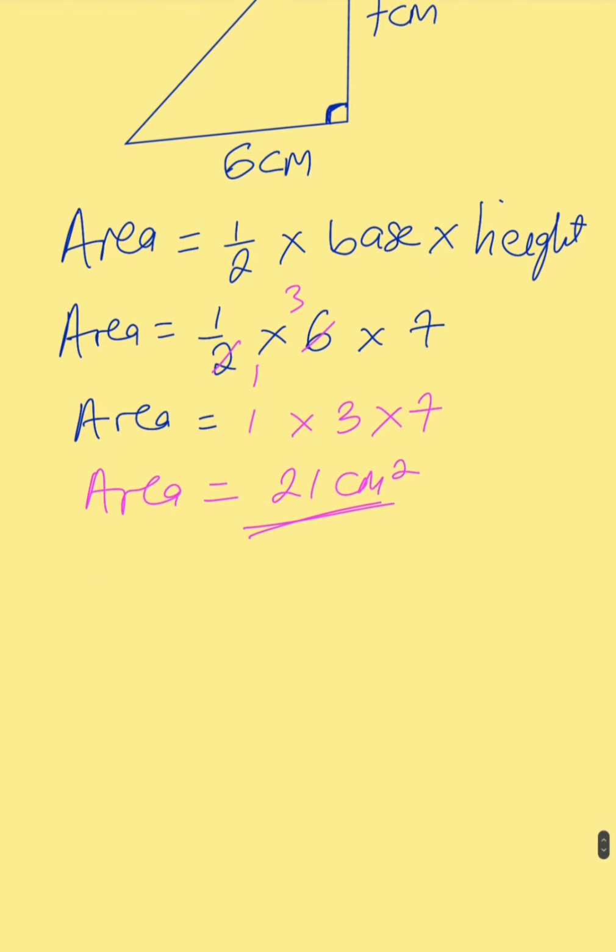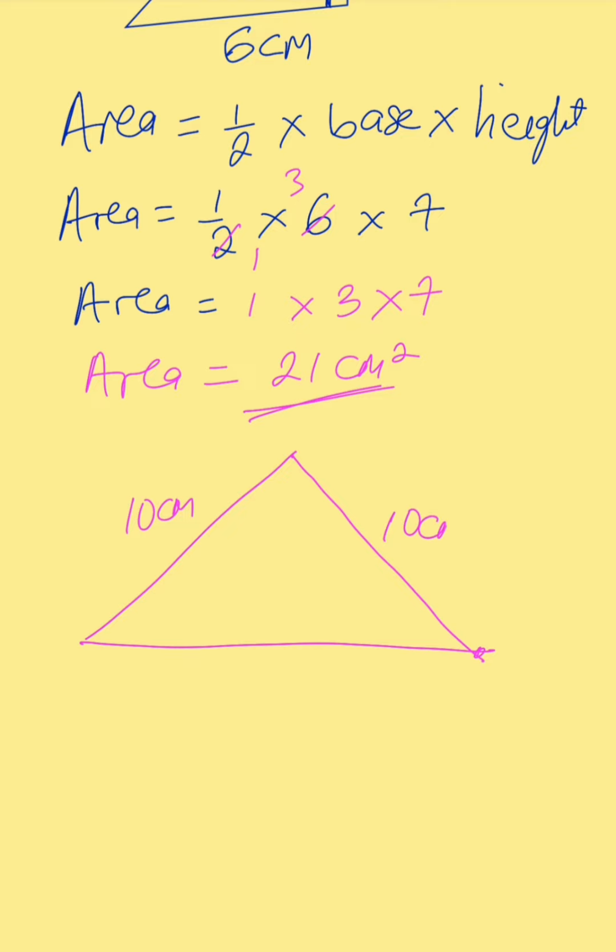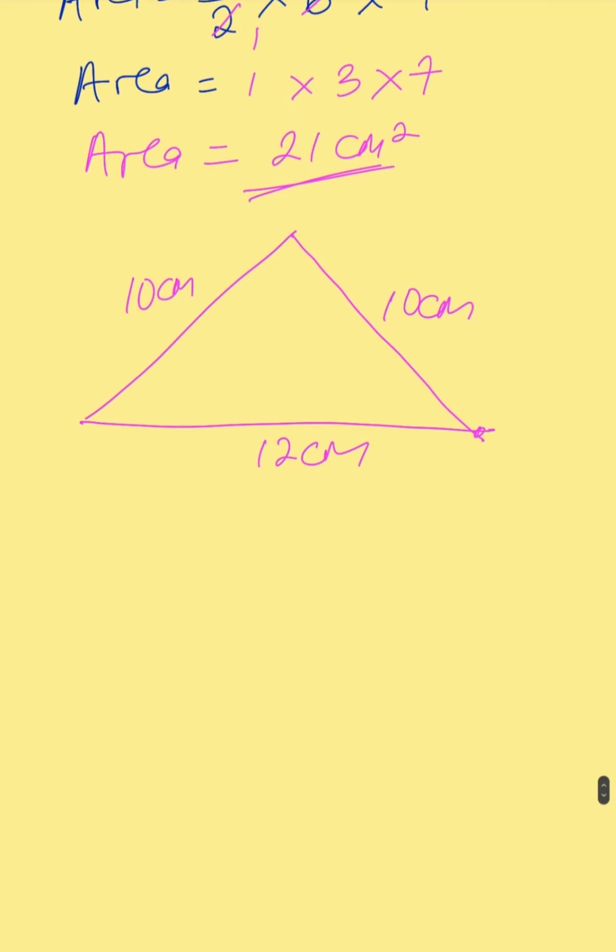Now, what if you have a triangle without a height being stated there? Let's say you have this particular triangle here, and you have here as 10 cm, here as 10 cm, and here as, let's say, 12 centimeters. How would you get the area of this particular triangle since the height is not given?